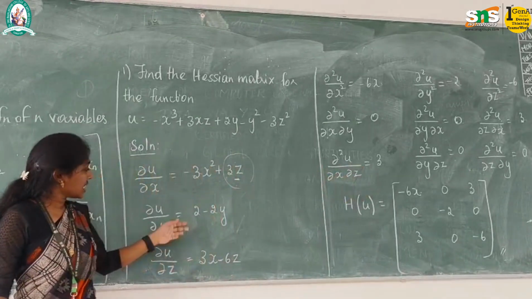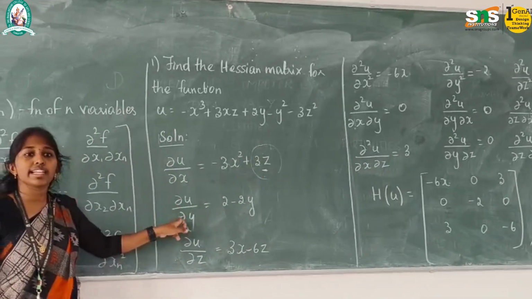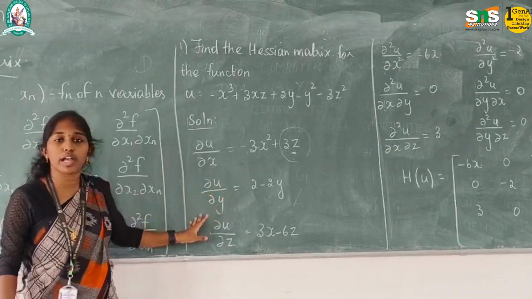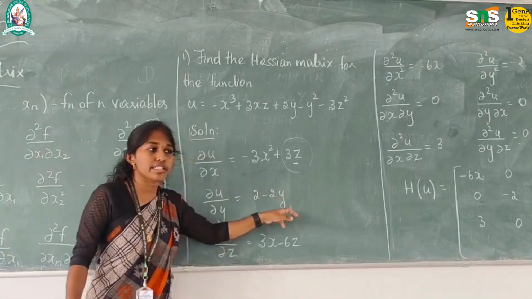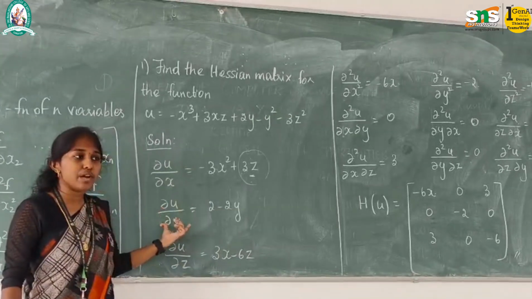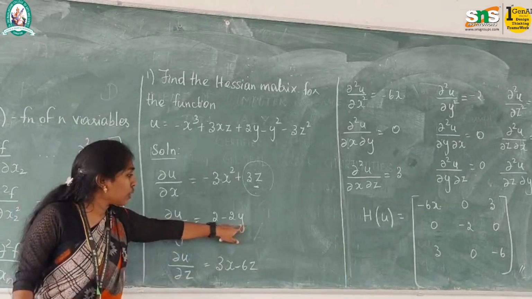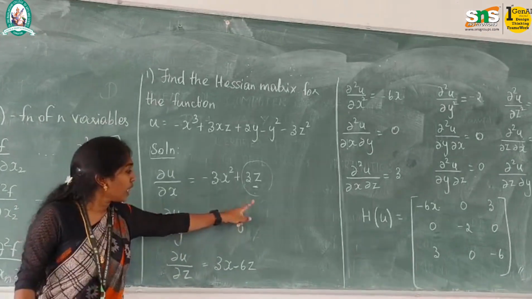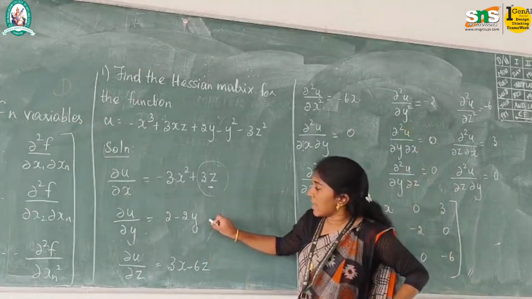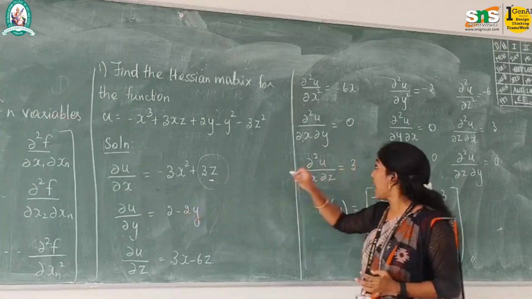Next we differentiate the second value, dou u by dou y, with respect to x, y and z. First with respect to x, I get dou square u by dou y into dou x. Here no x values are present, so the answer is 0. Next with respect to y, I get dou square u by dou y square. Here the y value is present, that is minus 2y, and differentiating it, I get minus 2. Next with respect to z, no z values are present, so the answer is 0.